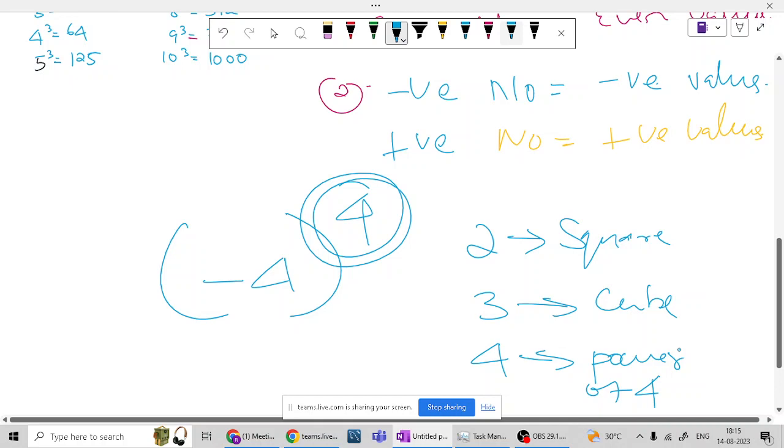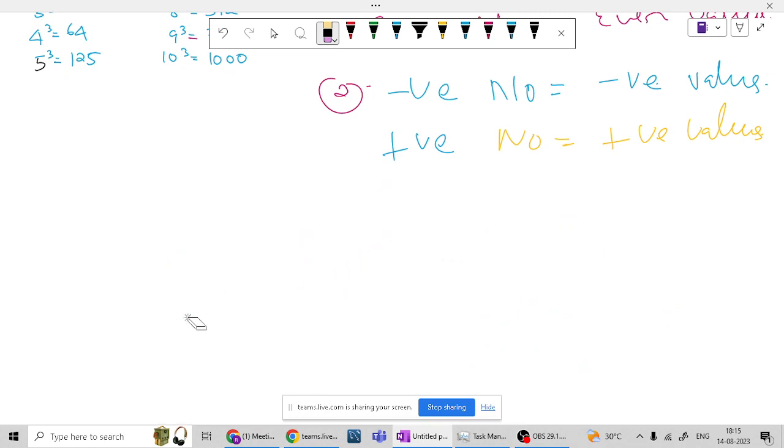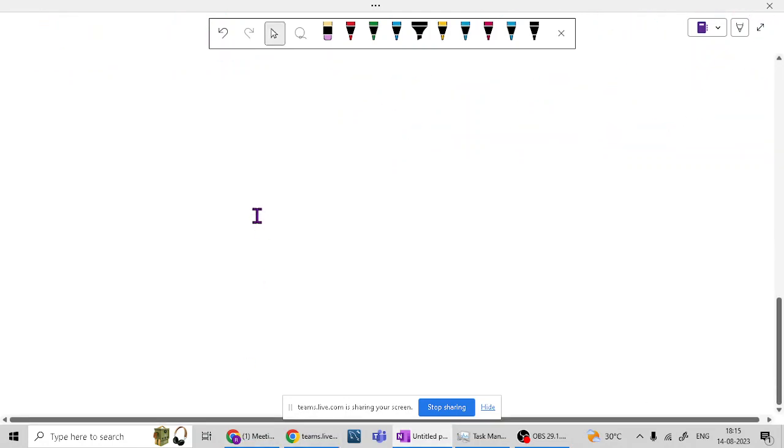Okay, there's no specific name like square or cube. We just call it power to the power of 4, to the power of 5, 6, 7. It goes on. For your syllabus till 10th, it's only till square and cube. Fine. Okay, this is done. That's it. Basics are done.